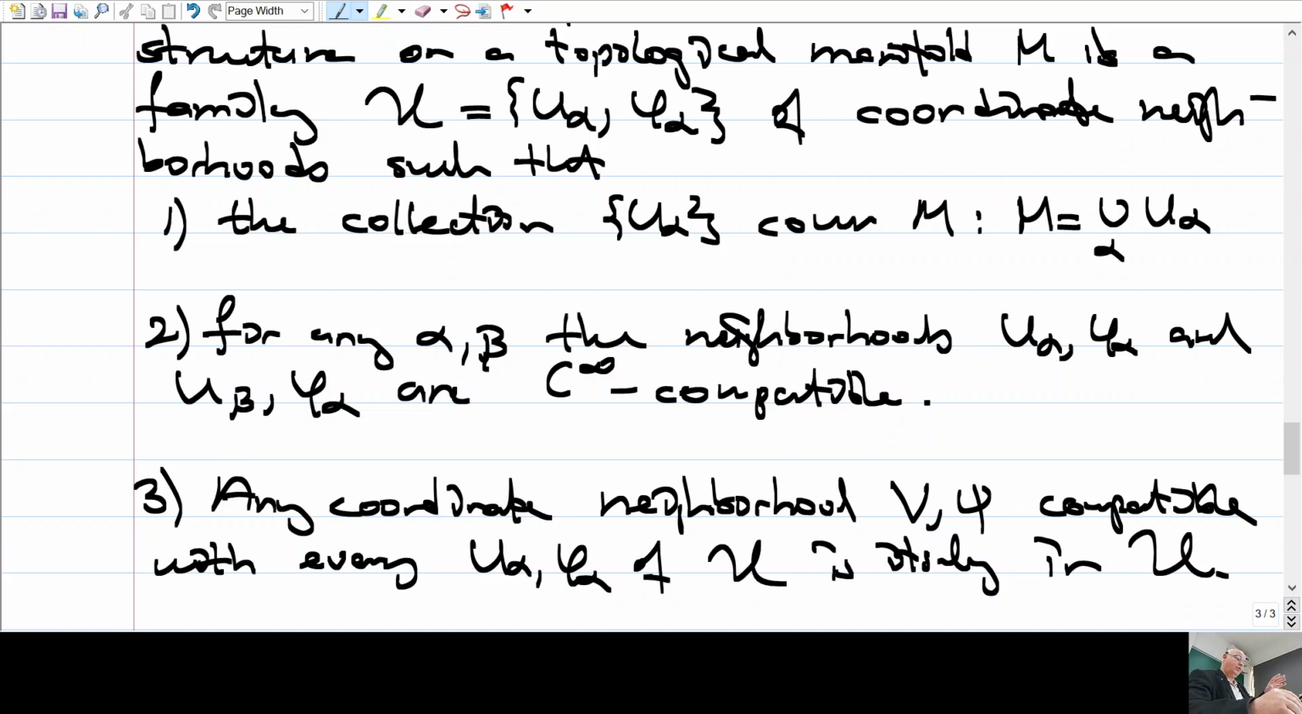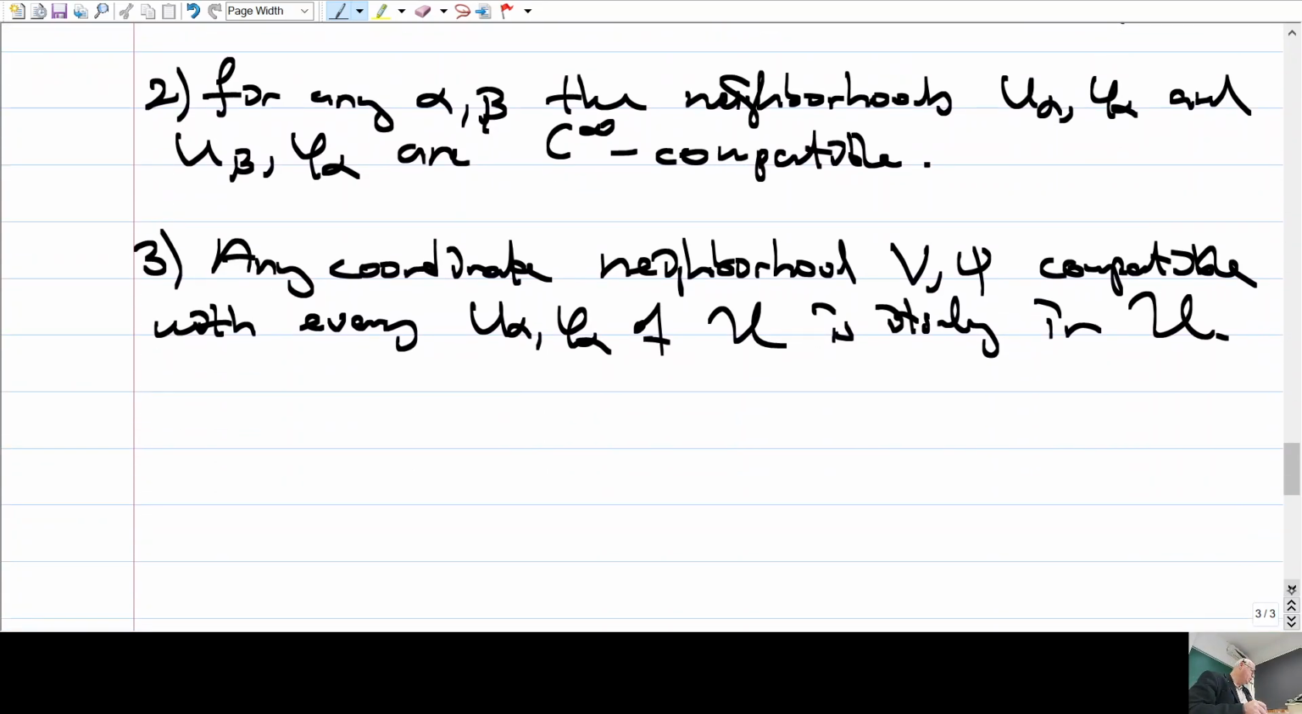Okay, so these open sets should cover the manifold, and the passage from one coordinate system to another one should be smooth. And finally, this third condition tells us that any other coordinate neighborhood which is compatible with all the elements in that collection must also be in that collection. In other words, this collection should be a maximal one. Okay? If we have such a collection, then we will call this a smooth structure or a differentiable structure on the topological manifold.